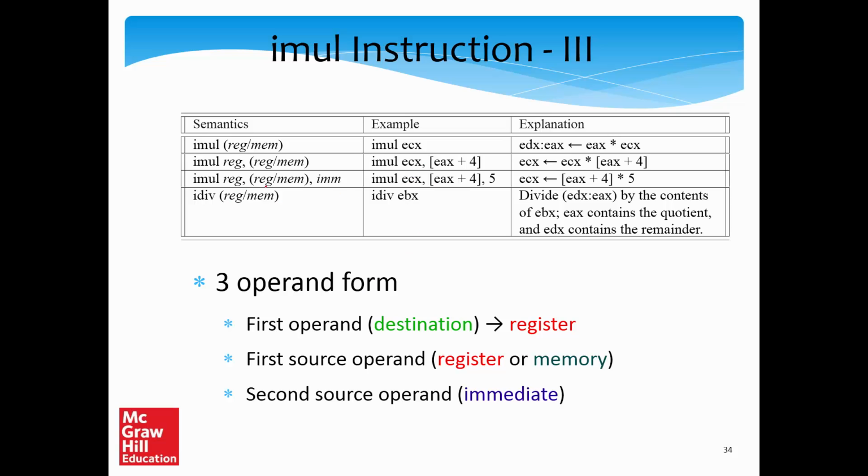In this case, the first operand is the destination. Then we have source 1, the first source, and the second source. This is the first source operand. We multiply this with 5 because the last one is an immediate. So we multiply the first source with 5, which is an immediate, and then we store the result in the first operand, which is a register. So these are pretty much the three variants of the IMUL instruction.